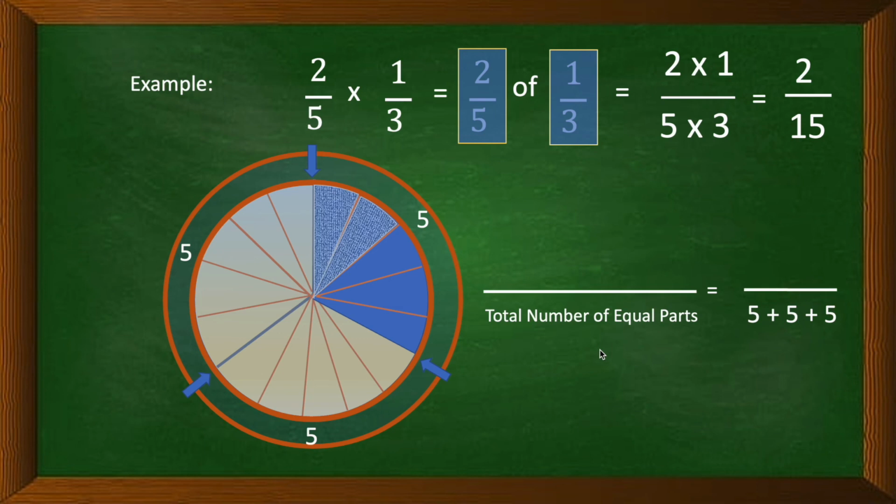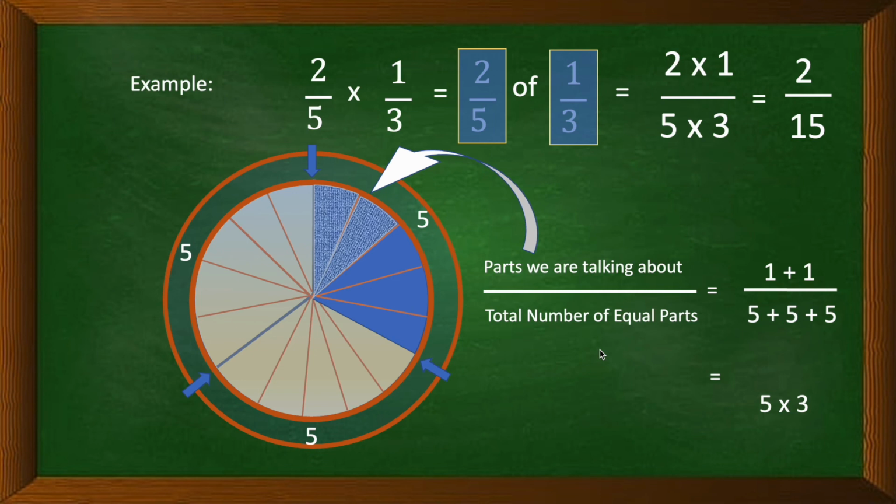And what is the numerator? It is the part that we are talking about, which are these two shaded parts, which is 1 shaded part plus another shaded part, which is 1 plus 1. 5 plus 5 plus 5 is 5 added to itself 3 times. So that's 5 times 3. And our numerator is 1 plus 1. That is 1 added to itself 2 times. That's 1 times 2, which is equal to 2/15. So we get 2/15 in both methods. So this proves our hypothesis.